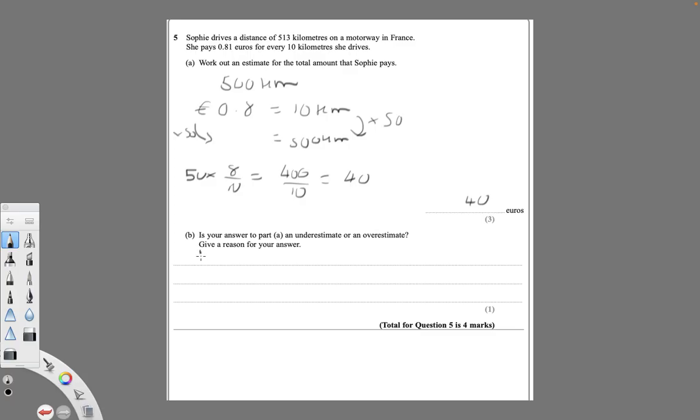So if we put underestimate due to rounding down the number of kilometres, KMs and euros.